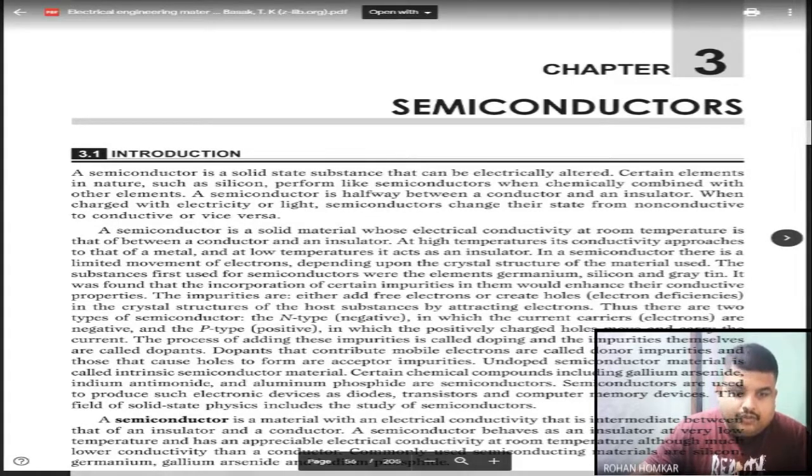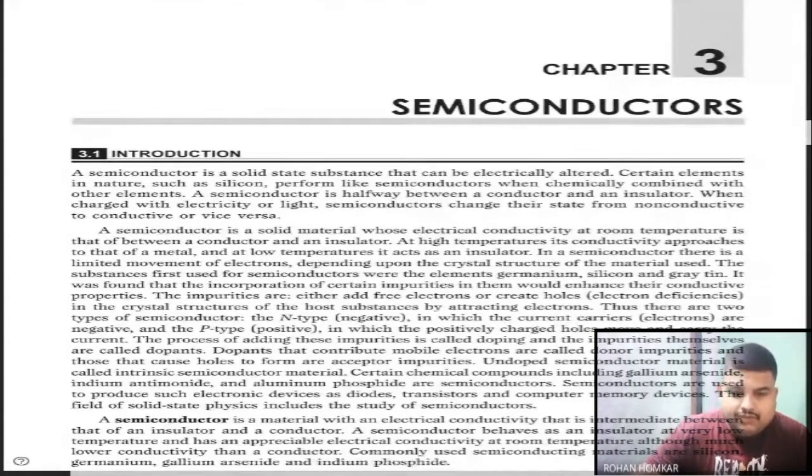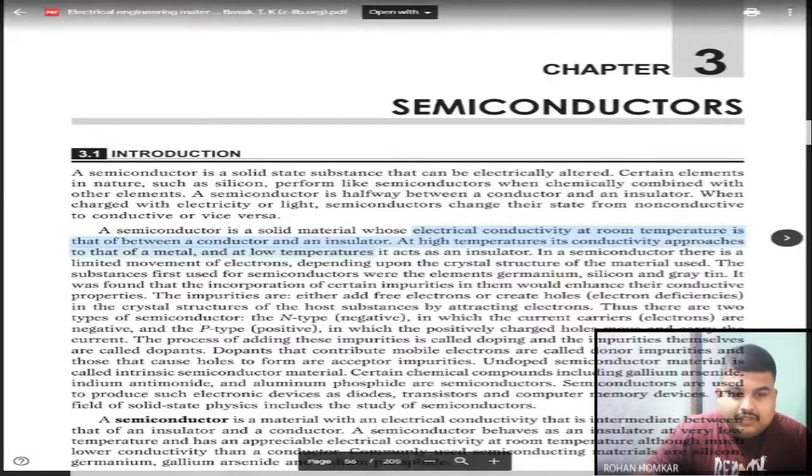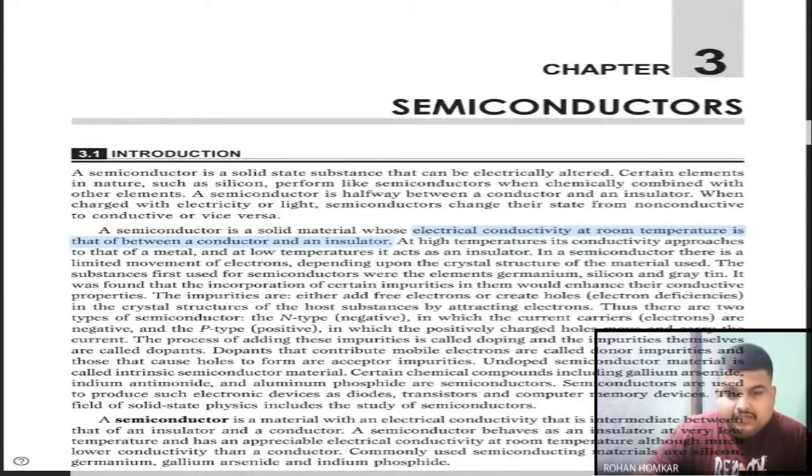Also, semiconductor materials have a dependency, or a relation, with temperature. It means that at a higher temperature, their conductivity tends to increase. There are different things we are going to learn about semiconductor materials today. At room temperature, the electrical conductivity of a semiconductor lies between that of a conductor and an insulator. At high temperature, it becomes a conductor. At low temperature, it acts as an insulator.